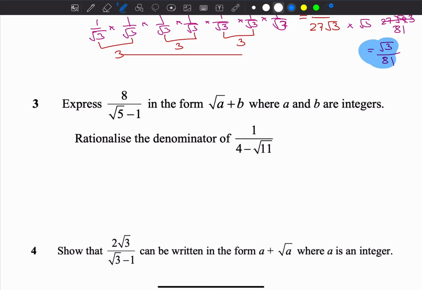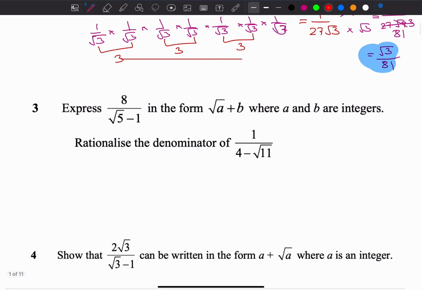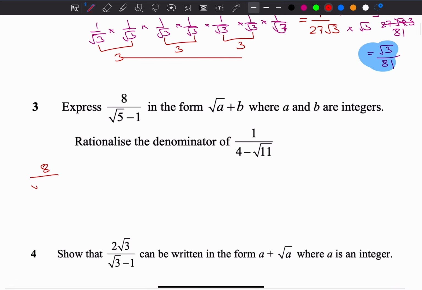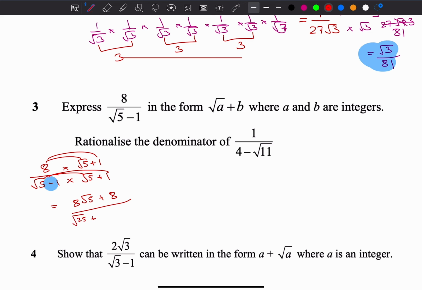So if you look at this one, let's say that's 8 over root 5 minus 1. You times it by the denominator, but remember, change the middle sign. Whatever that middle sign is, change it. Root 5 add 1, root 5 add 1. Here and here, here and here. What does it give you? 8 root 5 plus 8 over, so here and here, here and here: root 25, plus 1 root 5, minus 1 root 5, minus 1.